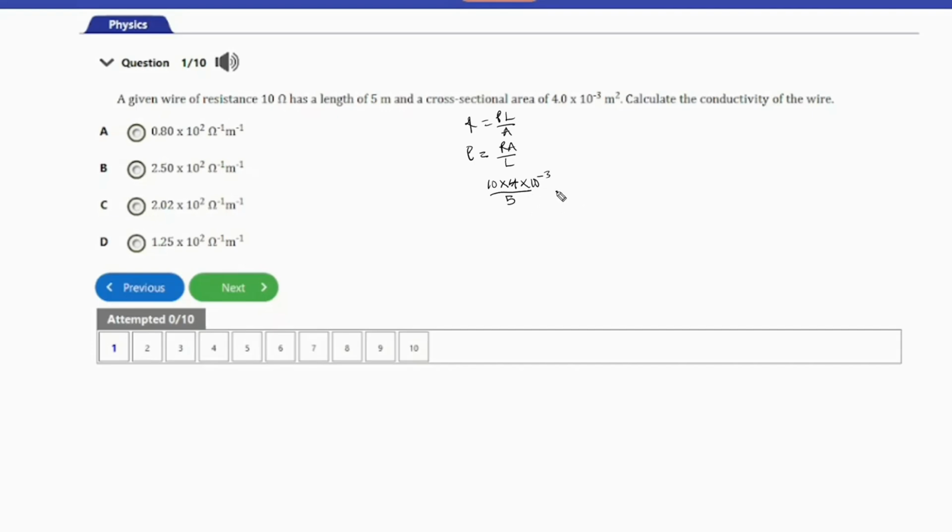So guys, let's go ahead and calculate this. So we're going to have 8.0 times 10 to the power of negative 3 ohm meter. So that's the resistivity here. Now to calculate for the conductivity, we're going to have that conductivity is 1 over the resistivity. So that's 1 over 8.0 times 10 to the power of negative 3. So when we do this, we are going to have 1.25 times 10 to the power of 2 per ohm per meter. And that's it for this question, guys. Option D is the answer to this question.